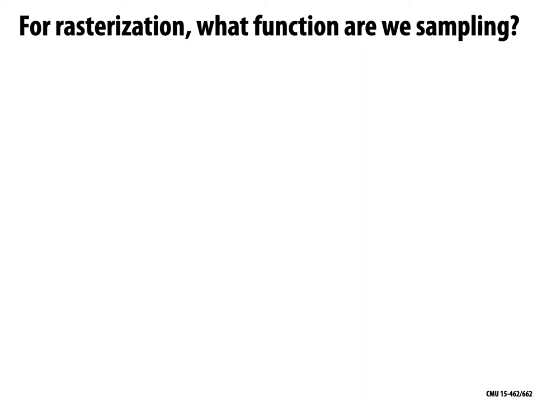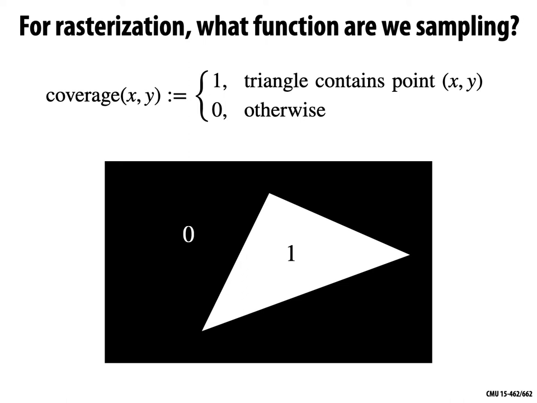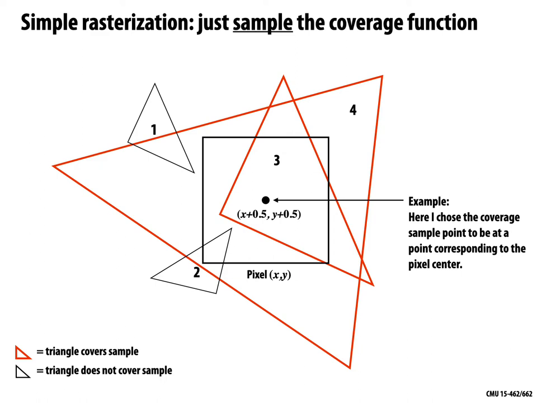For rasterization, what function are we sampling? How do we think of rasterization as a sampling problem? Well, we can imagine that what we're trying to do is actually sample the coverage function. So the coverage function is a function defined at every single point in the entire plane, right? Not just at pixel centers, but really everywhere in the plane. And it's equal to 1 if that point is contained inside the triangle, and it's equal to 0 otherwise. Okay? And the goal of rasterization, or the simple approach to rasterization, is to say we want to sample the coverage function onto our pixel grid.